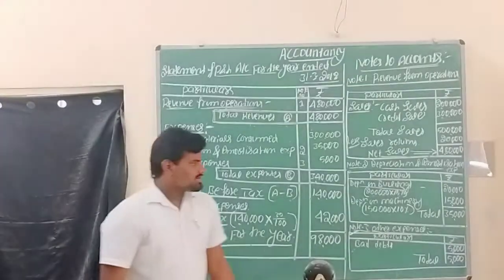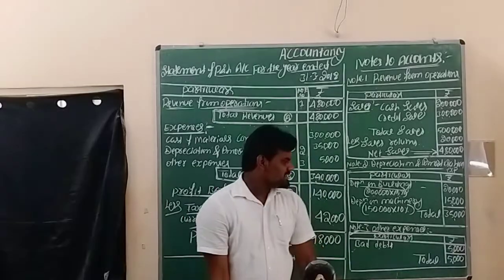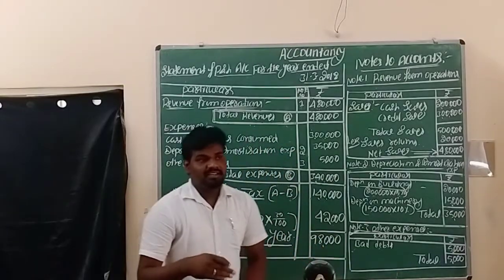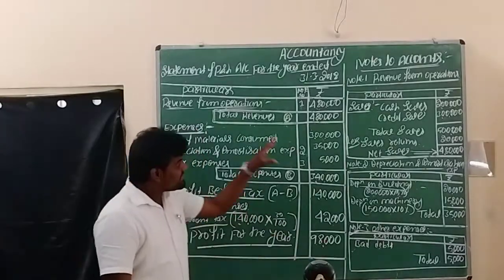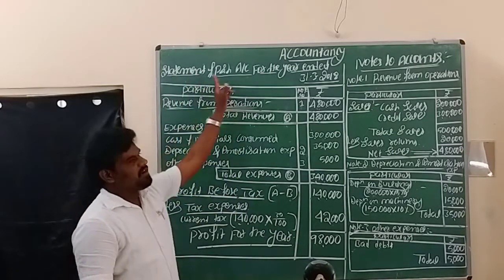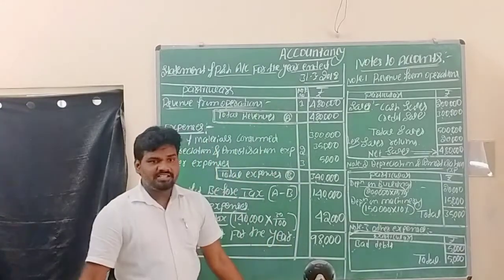Namely, the two types of assets, buildings as well as machinery. They have given 2 lakhs worth of buildings as well as 1,50,000 worth of machinery. These assets we can record in the balance sheet. But in this format, the statement of profit and loss account, there is no need to record the assets. We need to record only expenses, right?